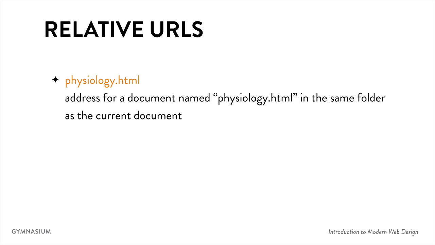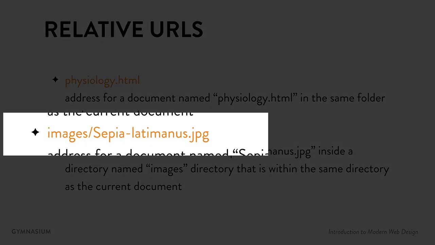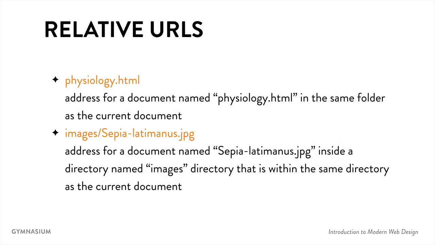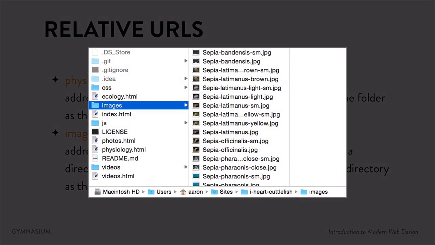Now here's another example of a relative URL. We have images/sapialatimanus.jpg. Now in this case, this is an address for a document named sapialatimanus.jpg inside of a directory named images that's in the same directory as the current document. So again, looking at the file system, if we're on the index page, we're moving into the images folder and then to sapialatimanus. And notice that the case of the link, the capital S, actually matches the capital S in the URL.